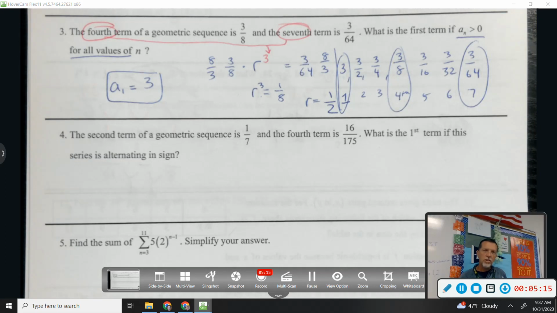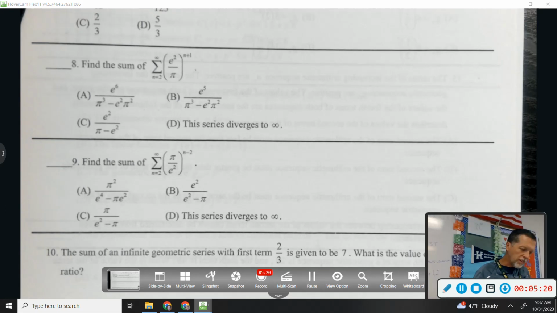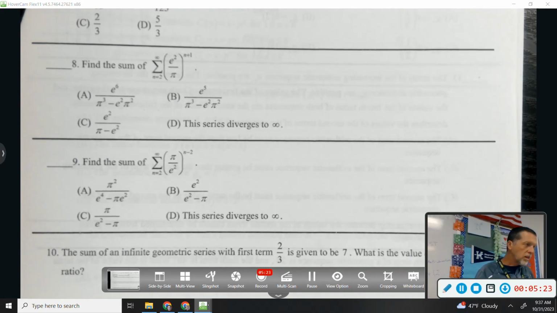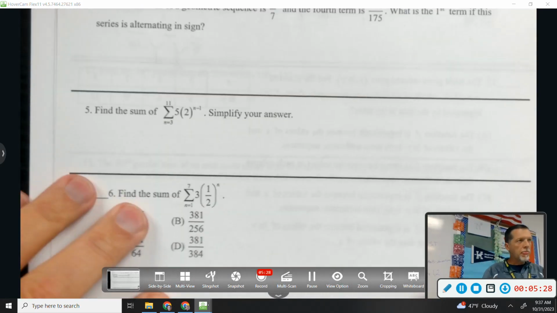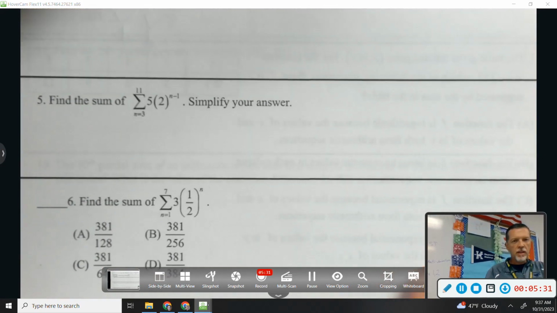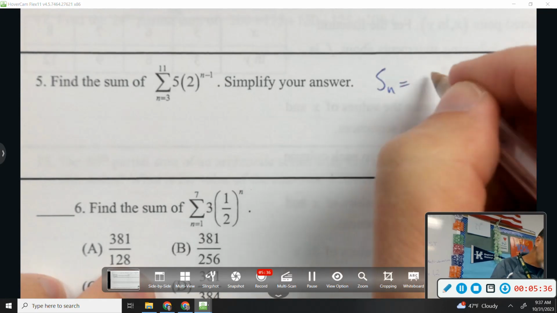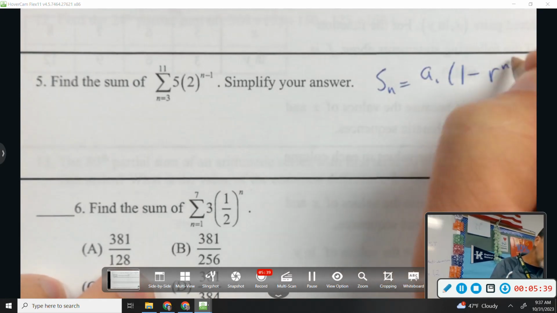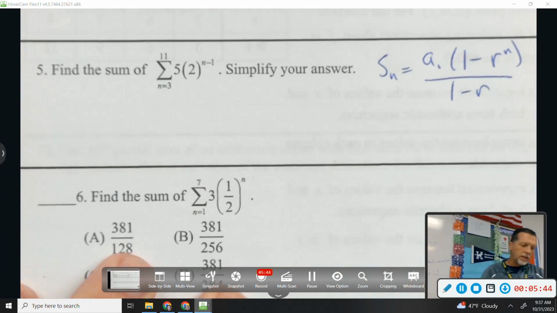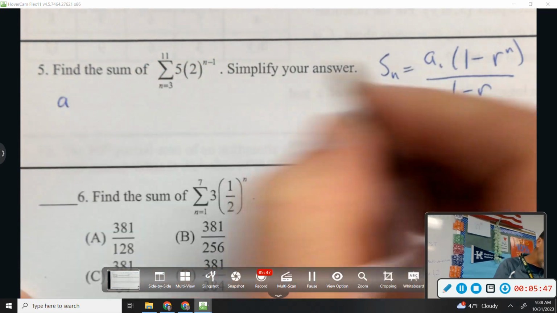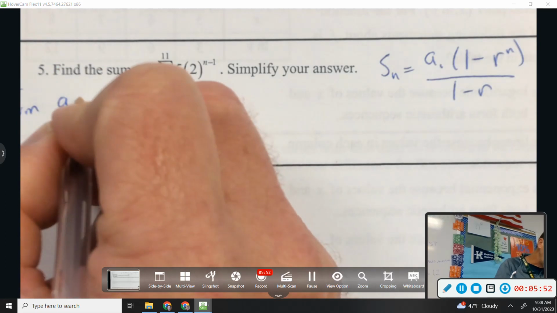Other questions from worksheet 3? No sum formulas or infinite sum formulas? What's that? Number 5. Okay. So the sum formula is a1, 1 minus r to the n, over 1 minus r. So I need all those pieces. Be careful about a1, right? It's not necessarily a1, it's the first term.